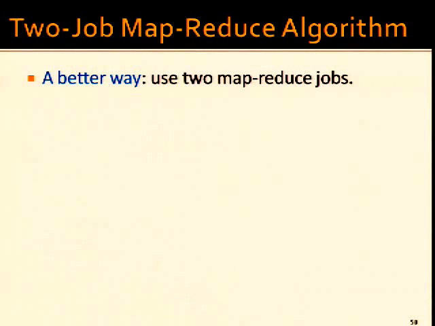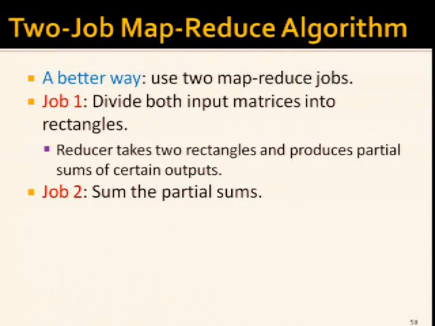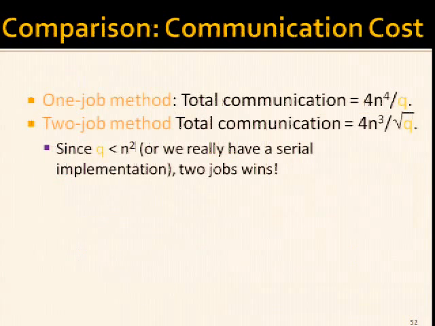One of the interesting things, which I don't want to go into too much detail, is that if you use a cascade of 2 MapReduce jobs, you get a better result. Basically, the first job divides the 2 input matrices into rectangles, and a reducer takes 2 rectangles, one from each of the matrices, multiplies them together, doesn't give you any outputs, but gives you a contribution to some little square of outputs. And then the second job just sums the partial sums. So here's what the first job does. It would multiply the blue and yellow rectangles, and it would give you a contribution to the green area. Okay, not the answer in the green area, but something which, when summed by the second job, will give you the answer to the green area.